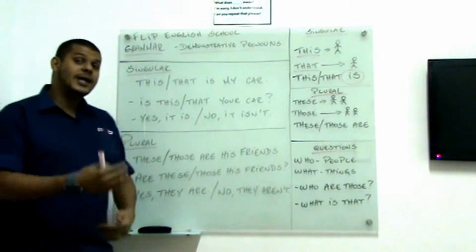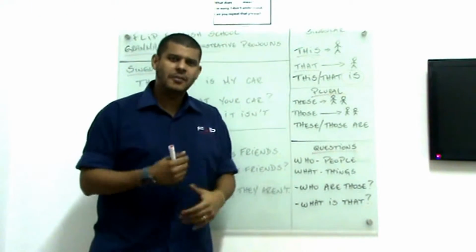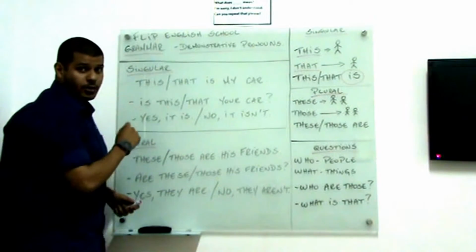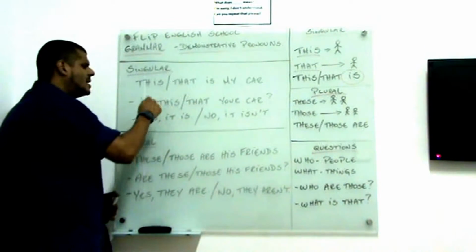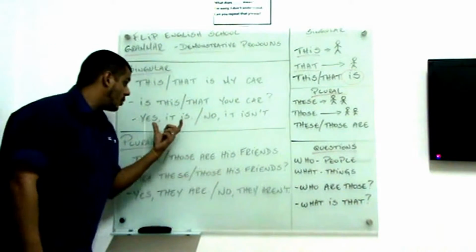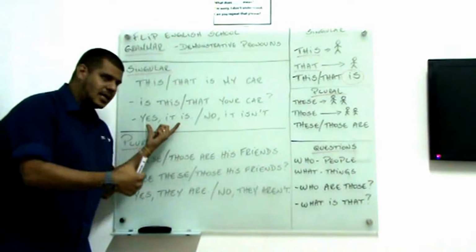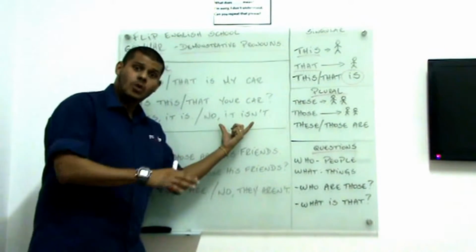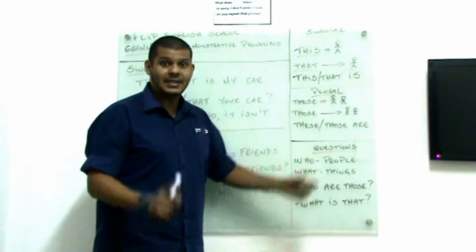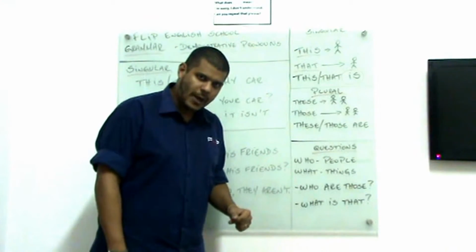Okay, when I want to create a question with this, you remember the verb be, right? So how to create a question? We will invert the order of the verb to be, so we have here, is this or is that your car? And then you always answer with affirmative, yes it is, or negative, no it isn't, alright? So basically this is how we work with this and that, remember, demonstrative pronouns, okay?